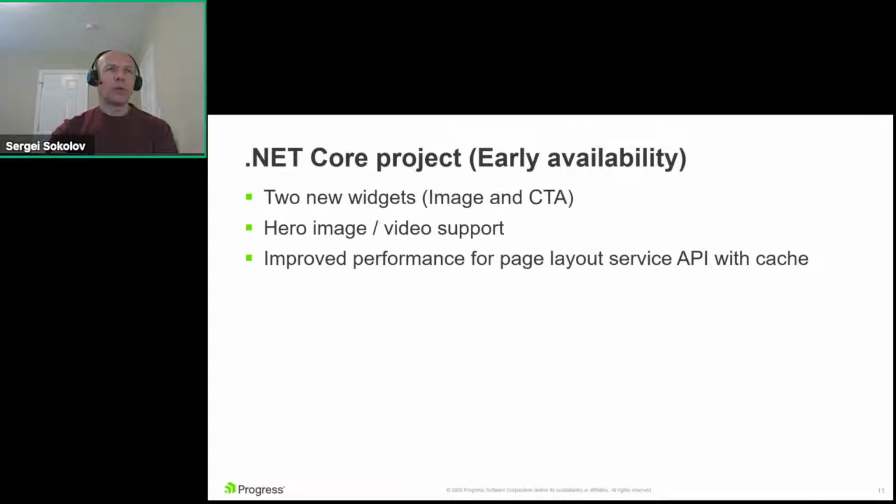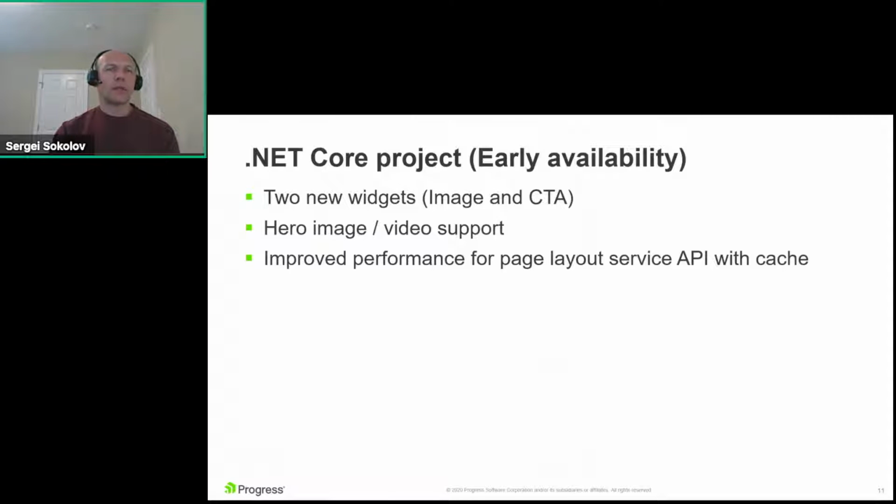We are continuing to work on the .NET Core project. It's still early availability. That is, we don't intend it for production, but we are, I think, making decent progress. In this release, we expanded the widget library, though not by a lot, but we added two new ones that I think are pretty important, the image and a CTA. That is basically a button and link widget.